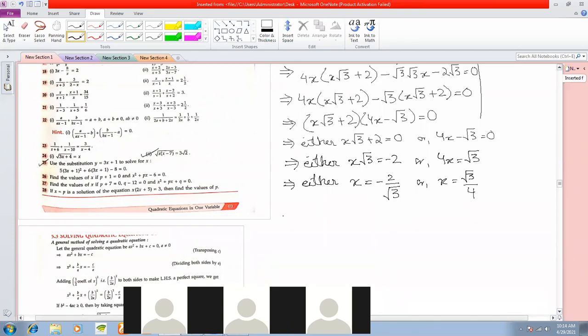Now see here, one of the roots you are getting as minus 2 by root 3. So what you can do is, since the surd does not look good in the denominator, you can rationalize the denominator. As you rationalize the denominator, in class 9 you have already seen it. How do you rationalize? You multiply the numerator and denominator by root 3.